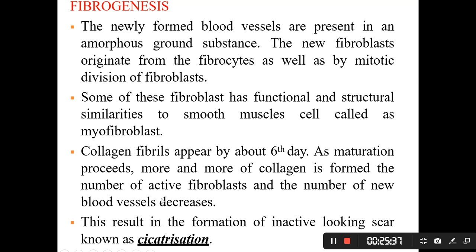Now, as the collagen fibers, which are formed as a result of fibrogenesis, start getting accumulated, they result in the formation of an inactive looking scar. So a scar is there, and that scar is called cicatrization. Don't worry, I have not asked about it, just to familiarize yourself with the term. Sometimes they use this term. When the doctor or the surgeon uses this term, it is generally to say that the wound has healed, but not completely. It still needs to heal properly. Okay, it is an incomplete healing.